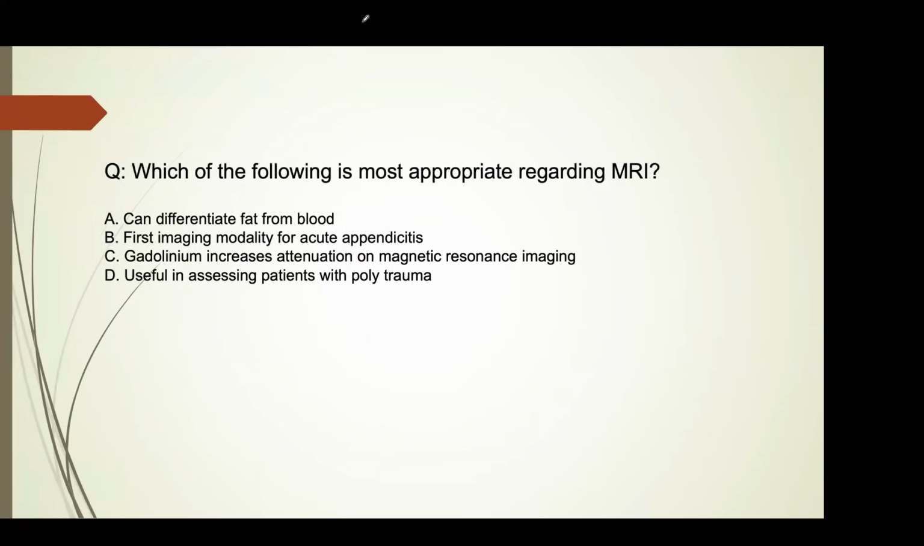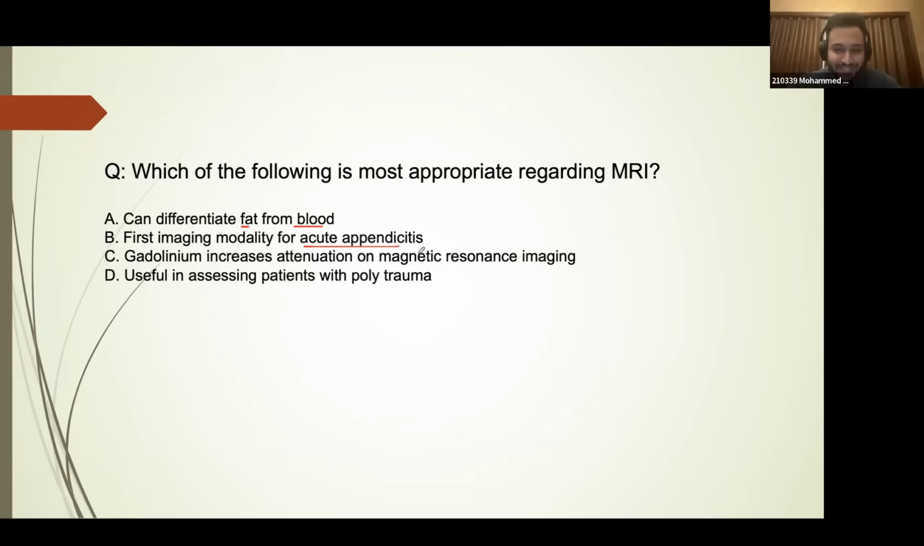No. Okay, so which of the following is most appropriate for MRI? Is it A, that it can differentiate fat from blood? Oh, you're going to draw? Okay, fine. Is it B? Okay, decide. Which one of us will draw? We can't keep going back and forth. I'm going to draw. Okay, fine.